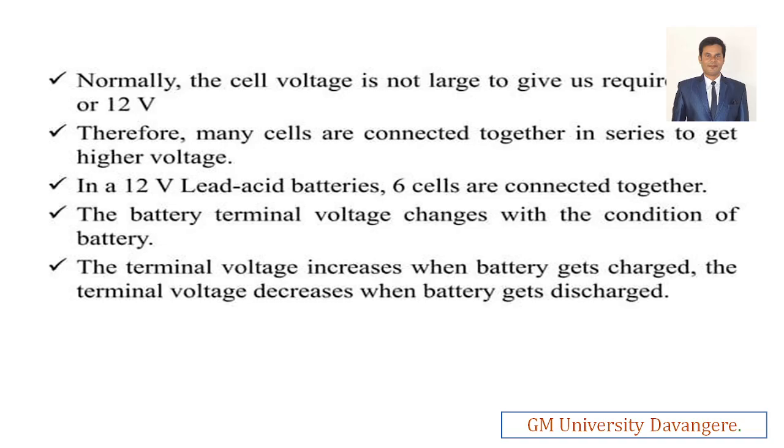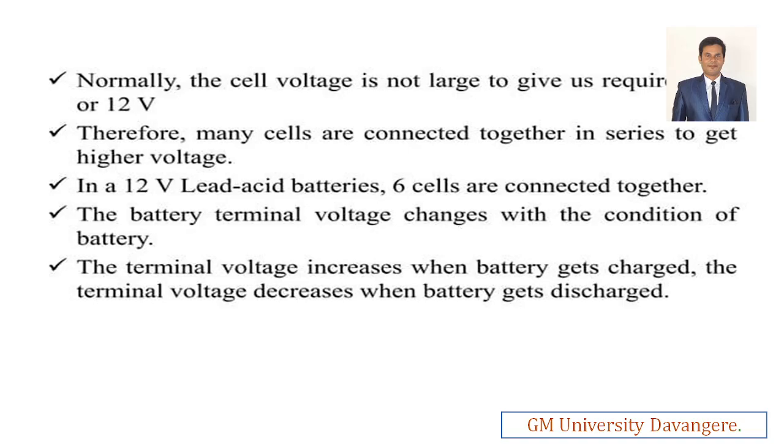So here the battery terminal voltage can change with the conditions of the batteries, right? So battery voltage will not remain constant. Every 6 volt battery may give 5.8 volts also. It depends upon the degradation and the life cycles of the batteries. Right. So the battery terminal voltage changes with the condition of the batteries.